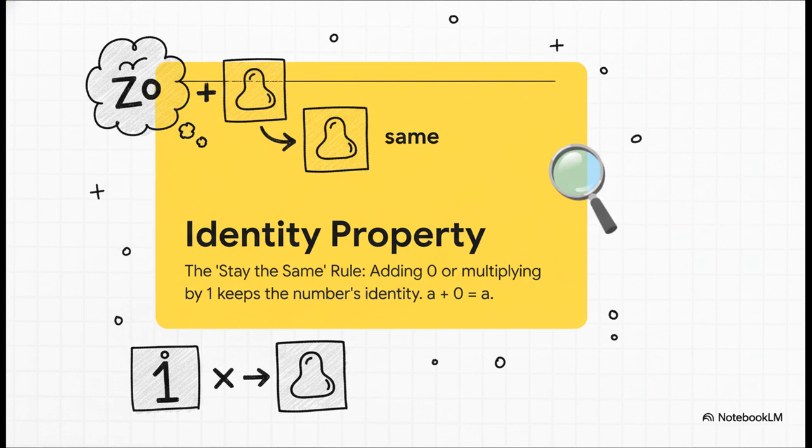And the last one for now is the identity property, which is basically the stay the same rule. It's the easiest one of all. If you add 0 to any number, it stays the same. If you multiply any number by 1, it stays the same.